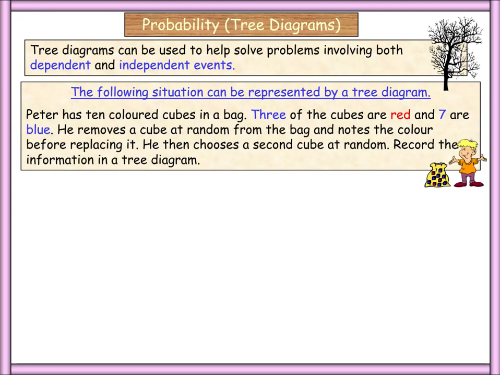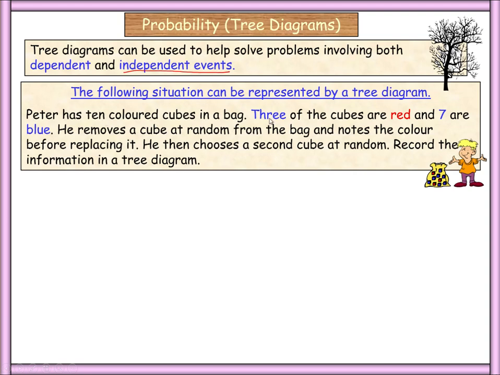Okay, so we're going to use tree diagrams to help us solve. We're going to look at independent events today. We're not going to look at dependent ones, so we're only going to look at independent events. Okay, so we can represent this following situation with a tree diagram.